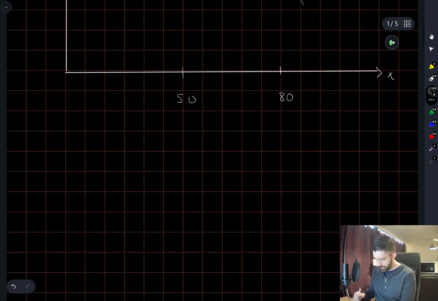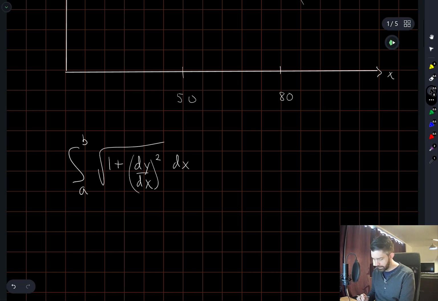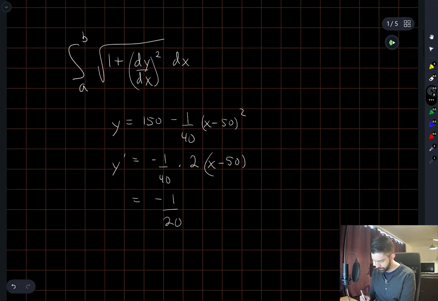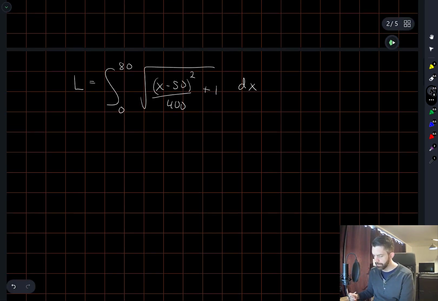Okay, so the formula for arc length, if I remember correctly, is given by this. So let's compute this derivative. y is equal to 150 minus 1 over 40 times (x minus 50) squared, so y prime. Okay, so I've reduced it down to the integral we're actually required to compute.